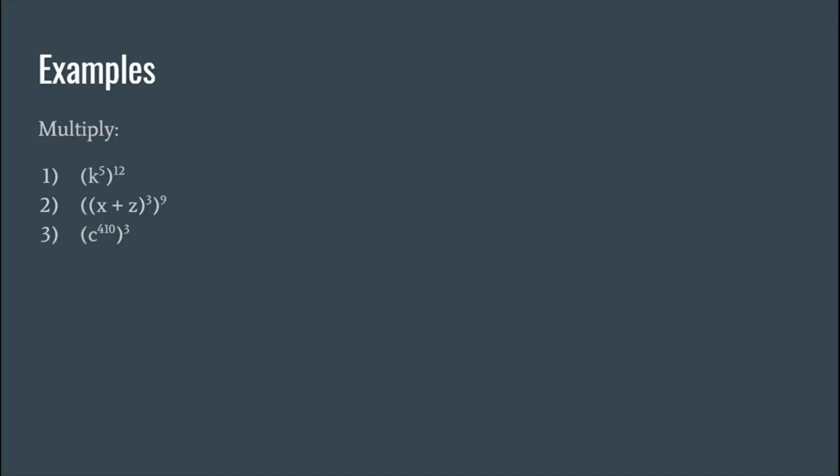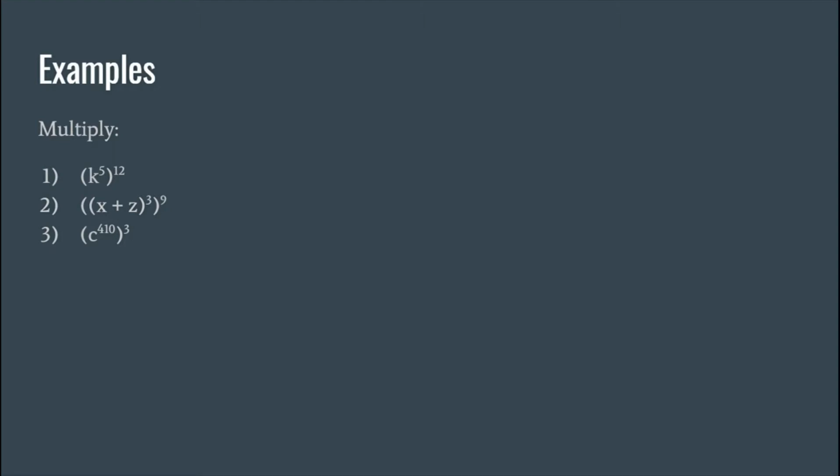Okay, how about number 2, x plus z to the 3rd power raised to the 9th power. So if you said x plus z to the 27th power, you'd be correct. But don't forget to put the parentheses around the x and the z. So x plus z, I should say.